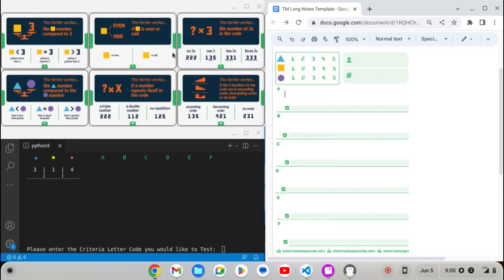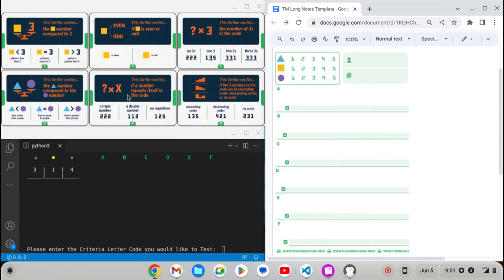Criteria card B again looks at that middle digit and will let us know whether that value is an even or an odd quantity. Criteria card C looks at the 3 digits in our code and will let us know how many of those should be 3. Are there no 3s? Is there 1, 2, or possibly all 3 of them are the digit 3? Criteria card D will look at the triangle and the circle values, the first and the last, and compare them. So should the value of the triangle be less than circle? Should they be equal, or should triangle be greater than circle?